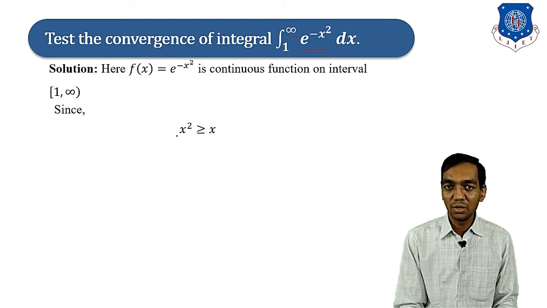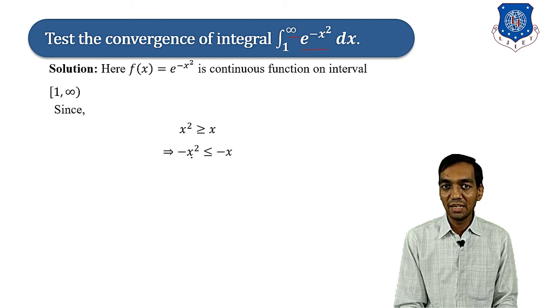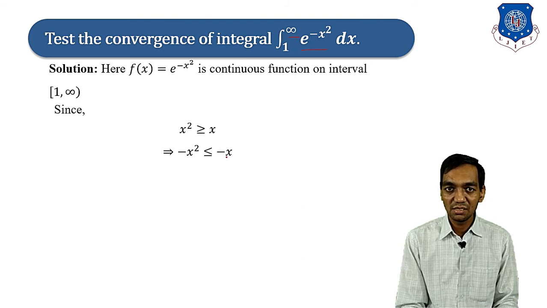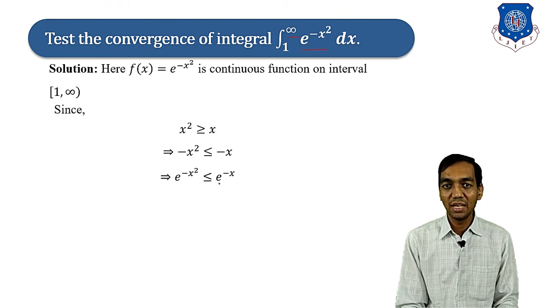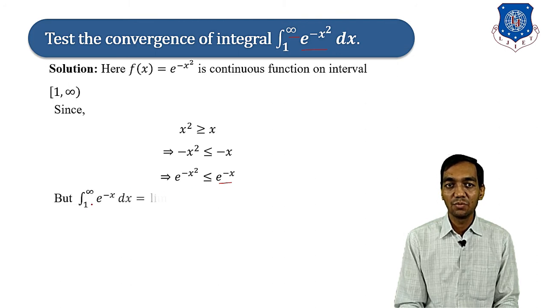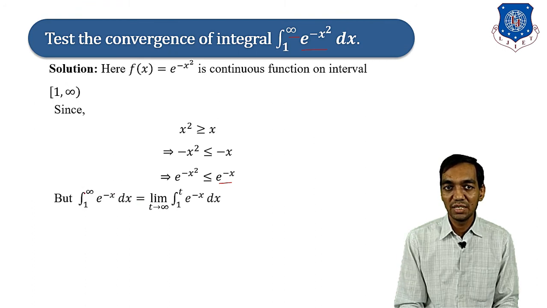So if you multiply it by minus, then you will have minus x square is less than or equal to minus x. And if you write it in the form of an exponent, then e raised to minus x square is less than or equal to e raised to minus x. Now we are concerned with the integration from 1 to infinity of e raised to minus x dx. So this is an improper integral of kind 1. So replace infinity by t, and t tends to infinity. That will give the limit as t tends to infinity of the integration from 1 to t of e raised to minus x dx.